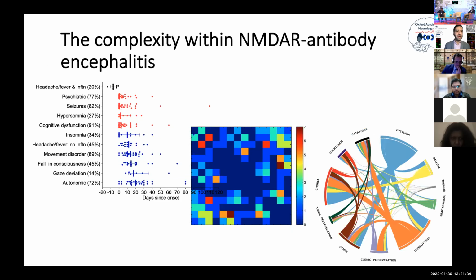And so in summary, NMDA receptor antibody encephalitis clinically, to me, is a very complex disorder. It's complex in the number of symptoms or features patients appear with. It's complex within the psychopathology. This is an example of where you try and cross-match the psychopathology features. It's very complex to describe this, and it's complex within the movement disorder.